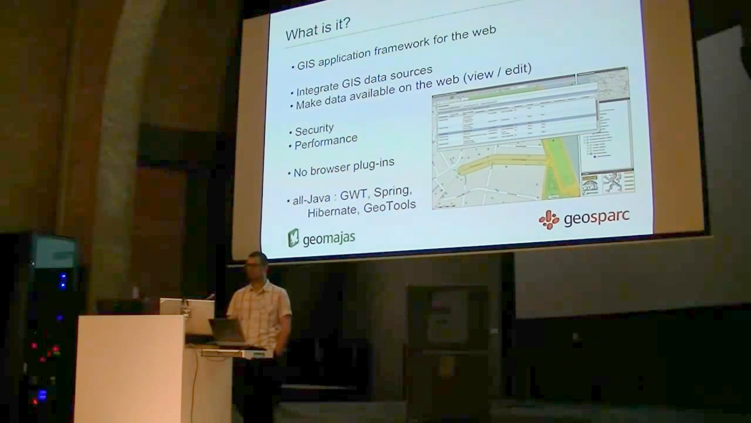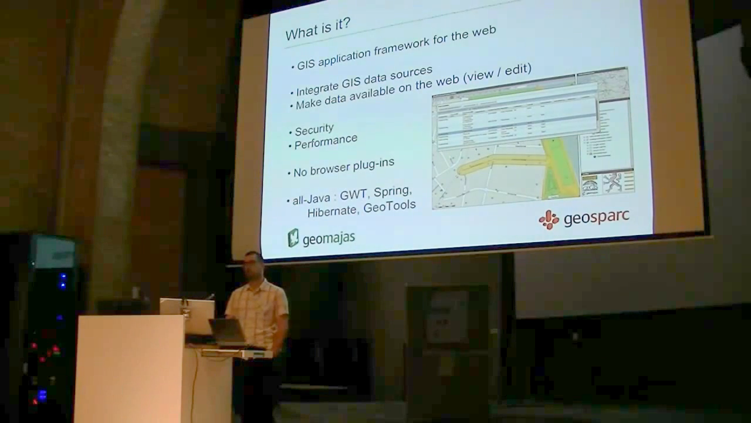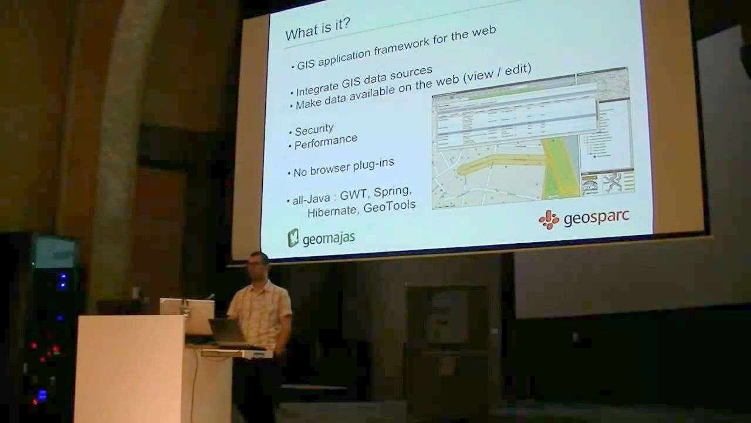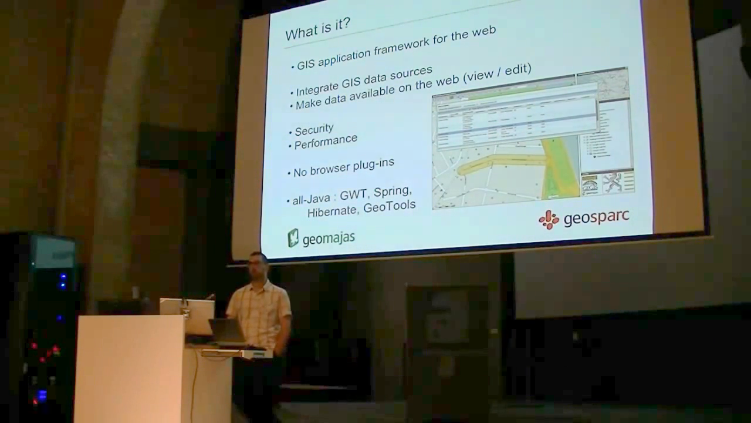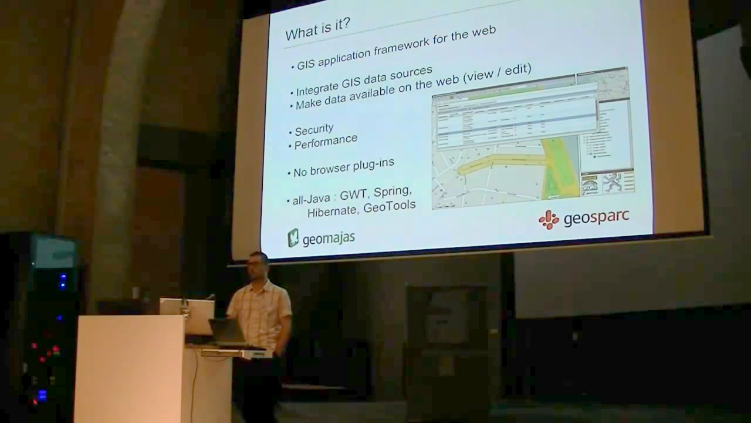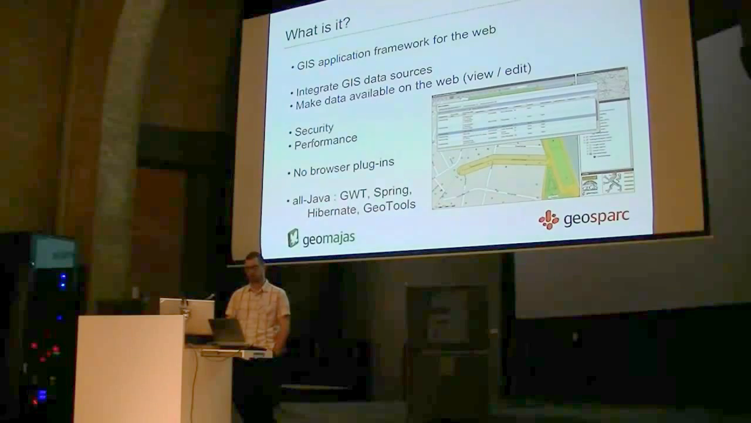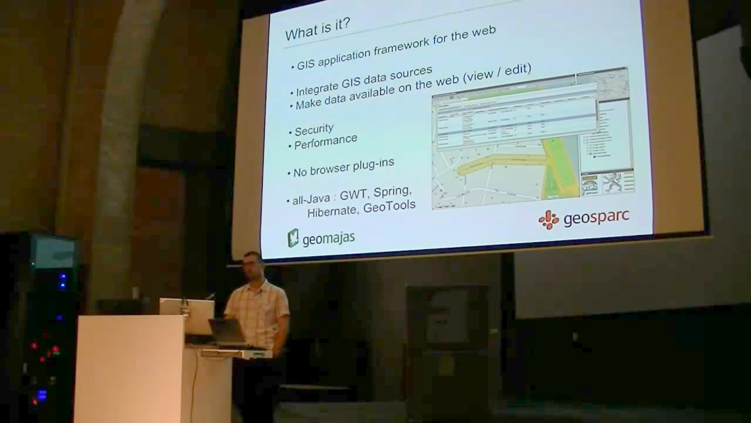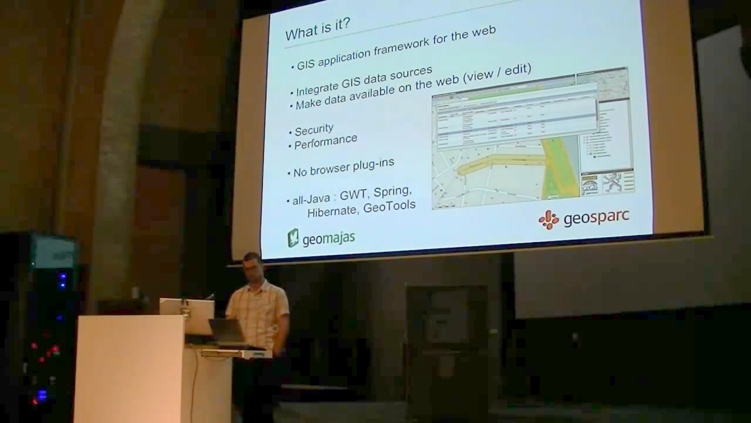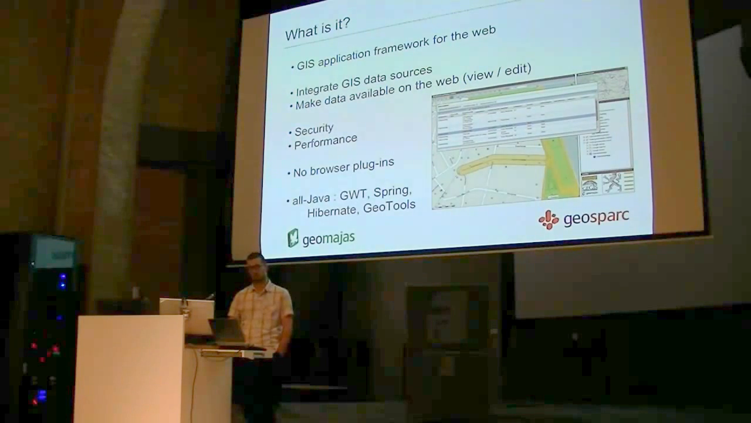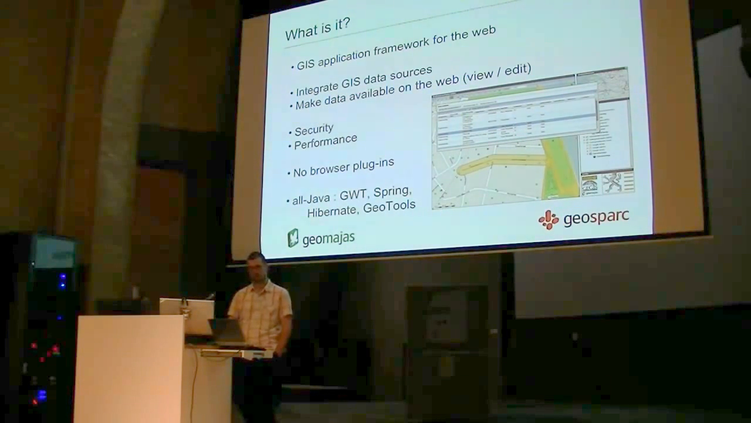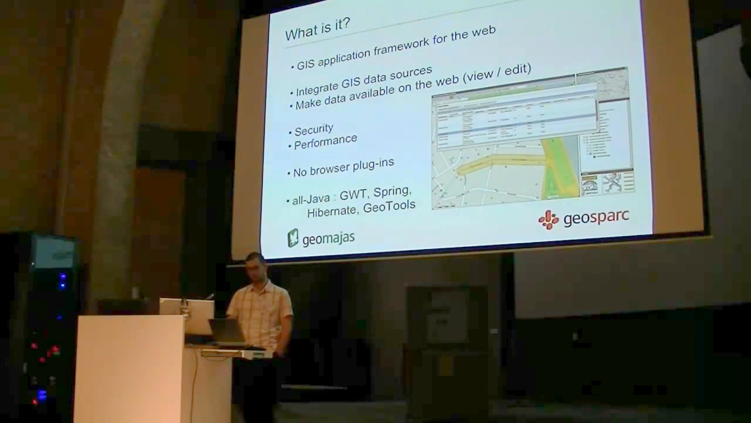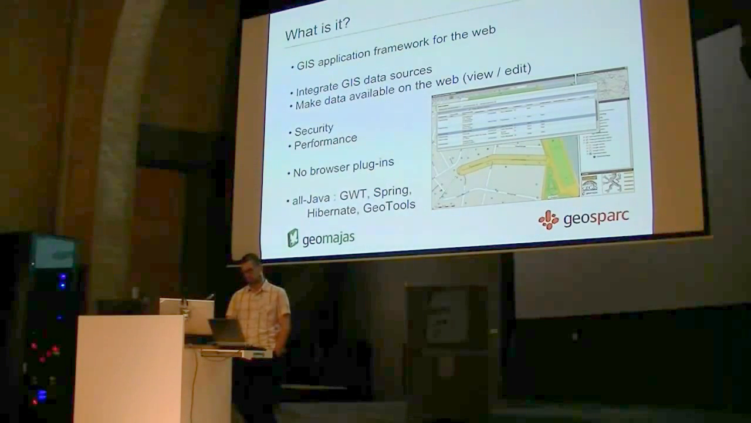Our system is built to be all Java. So thanks to GWT, which is Java technology that translates Java into JavaScript, you can have a team who only has to know Java and not JavaScript. We also build on some of the biggest and most important Java libraries like Spring for dependency injection, tying everything together, Hibernate for communicating with the database, and GeoTools, which is probably the biggest GIS toolkit in Java.